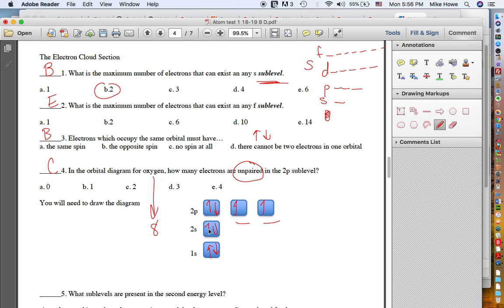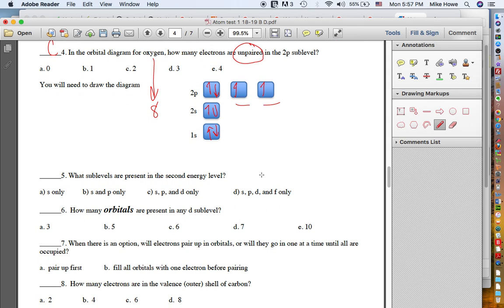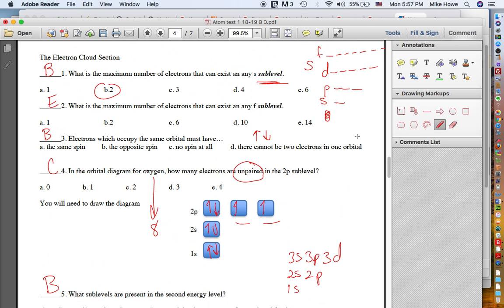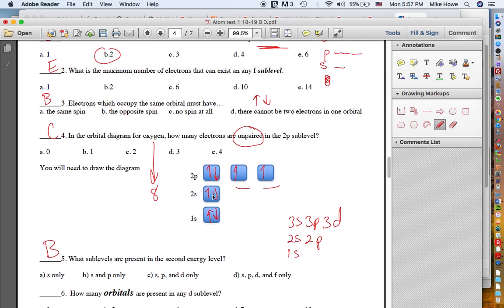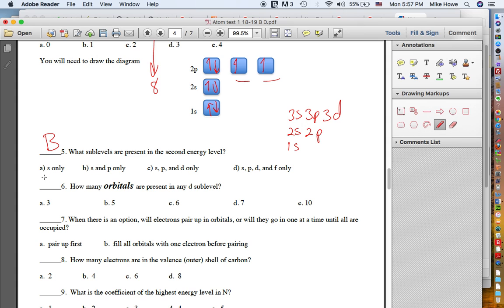What sublevels are in the second energy level? Well, here they are. Well, let's do it this way. The first energy level has an S. The second has an S and a P. The third has an S, a P, and a D. So how many is in the second energy level? Just this S and P. In any D sublevel, I did this up here, are 5 beds. So that's 5 orbitals. So the answer is B.